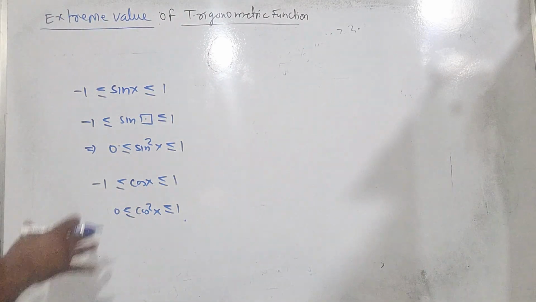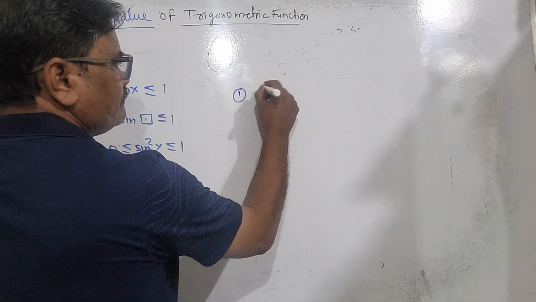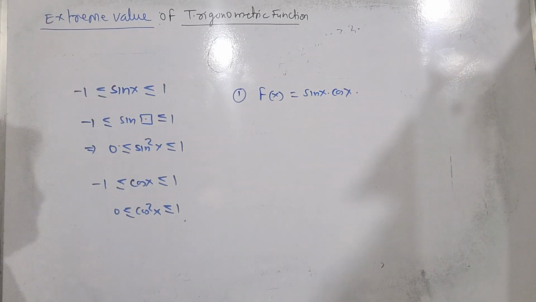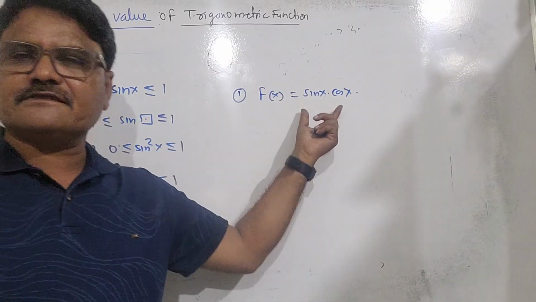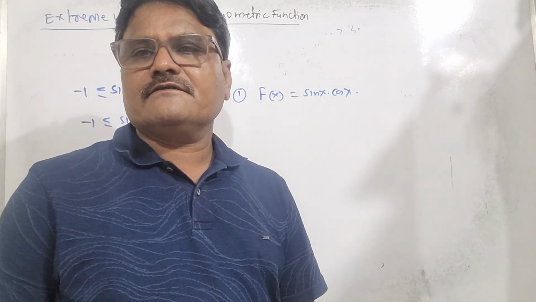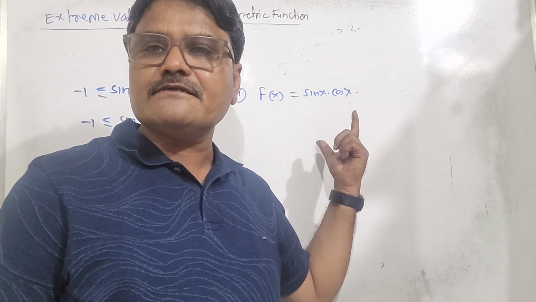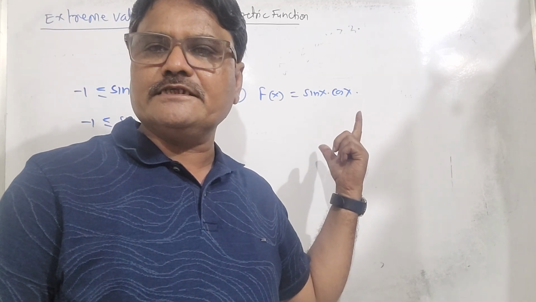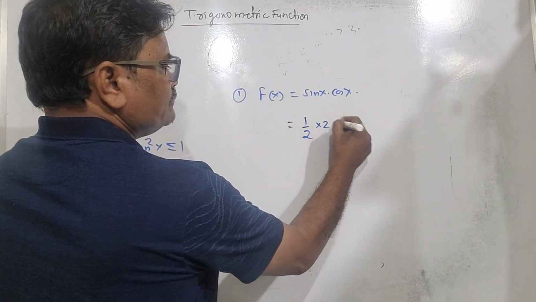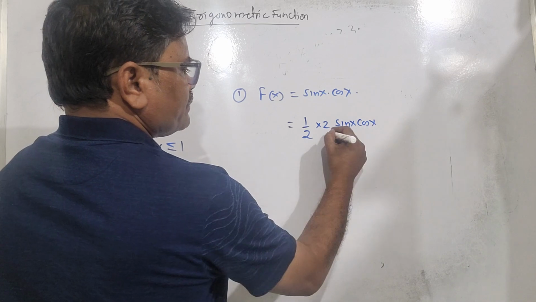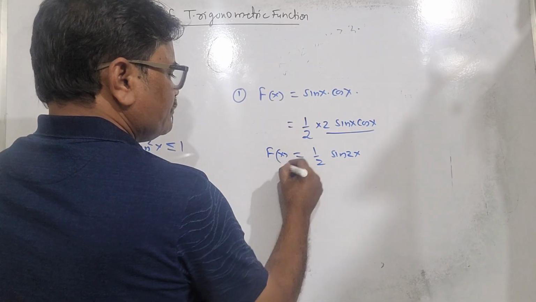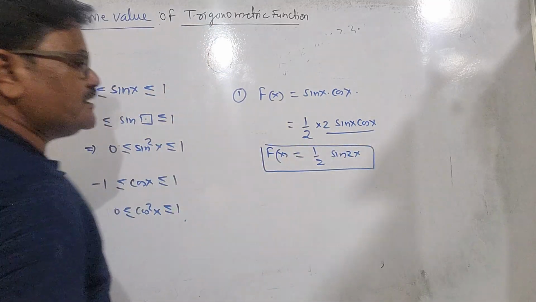So how to utilize this to find out the range of f(x) equal to sin x into cos x? How many trigonometric functions are there? Two trigonometric functions are there. So how to find out the range of this? In fact, we have to convert this into a single trigonometric function so that we can find out the range. For example, if I multiply it by 2 and divide by 2, then from here to here it is sin 2x. So the whole expression is now converted into a single trigonometric function.